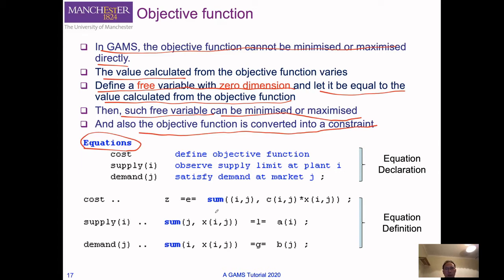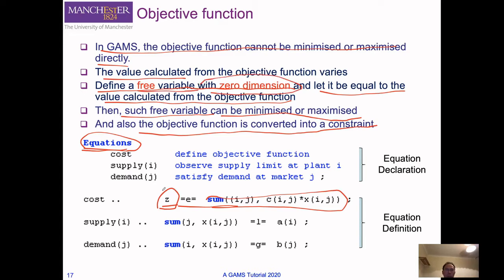For instance, this is the object function. Then we can use a free variable with 0 dimension z and let it be equal to the value of this object function. Then we can implement it by using the keyword equations or equation. This variable can be defined by using the keyword variable.